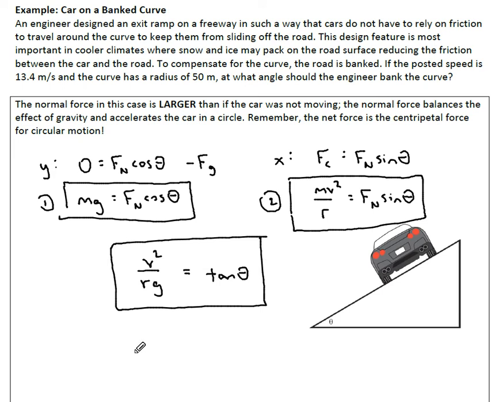Now we can just solve for theta. Theta is equal to inverse tan of v squared over rg. If we plug in our values from our question, 13.4 meters per second, radius 50 meters, gravity 9.8, you get 20 degrees. When you are traveling around a banked turn with no friction, you need to travel at a very precise speed to navigate it. However, with friction, it gives you a range of possible values, and that's what we're going to solve for in the next problem coming right up.